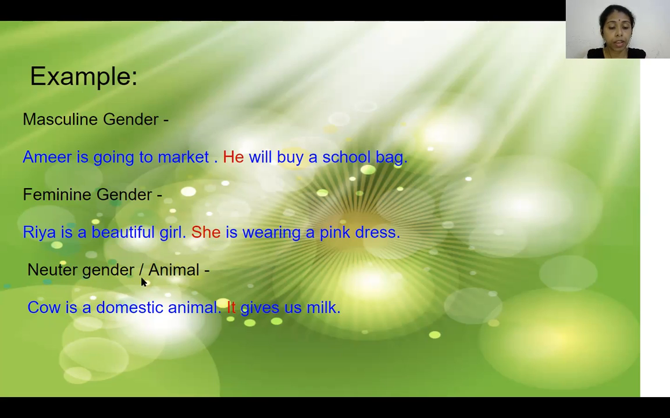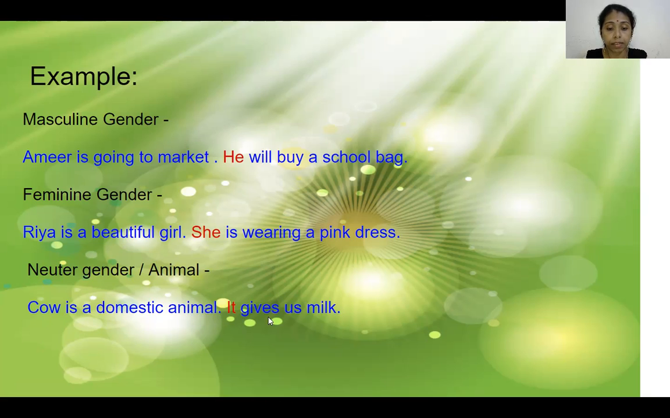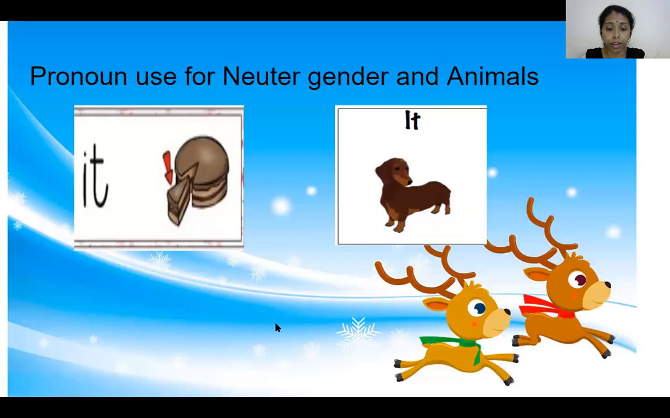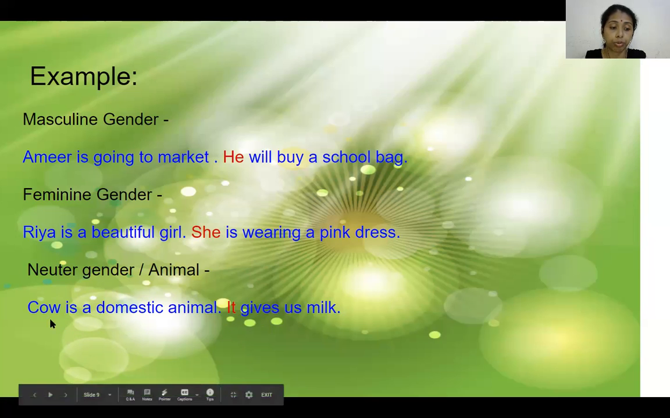Next one, neuter gender or animal. Cow is a domestic animal. It gives us milk. Here in this sentence, cow is an animal. In the next sentence, I used "it", and "it" refers to the noun cow.